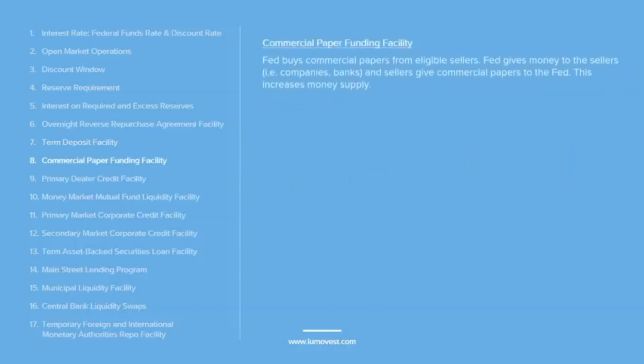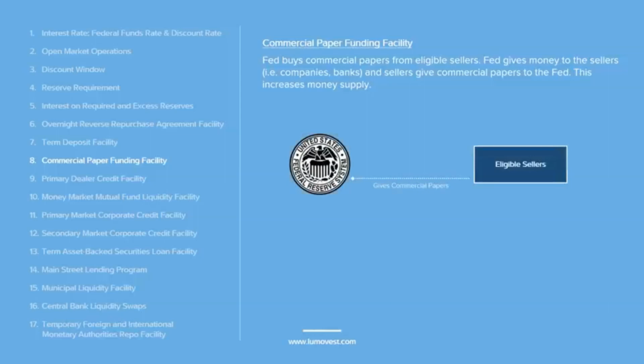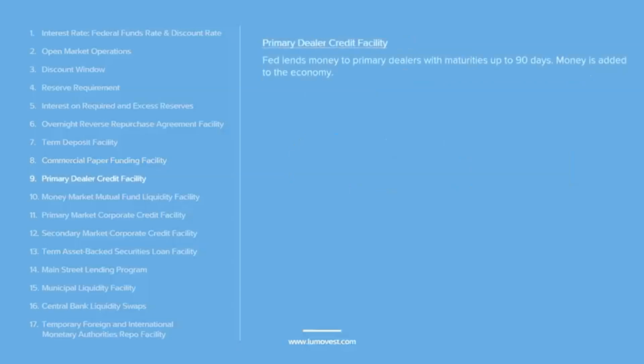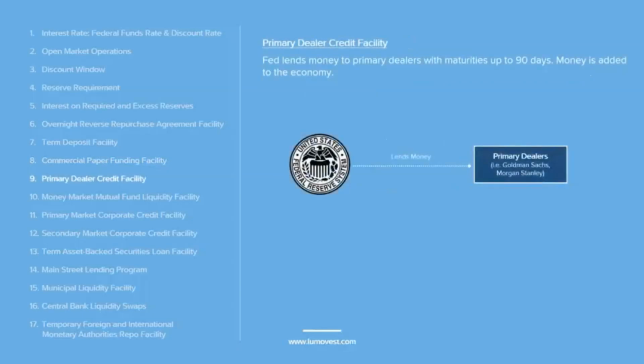The Commercial Paper Funding Facility is the Fed's tool to buy commercial papers from eligible sellers. Commercial papers are short-term debt issued by companies that mature within 9 months. So when the Fed buys commercial papers from institutions, the Fed receives the commercial papers and money is given to the sellers. Commercial papers are removed from the economy and money supply is added. This increases money supply. The Primary Dealer Credit Facility allows the Fed to lend money to primary dealers overnight.